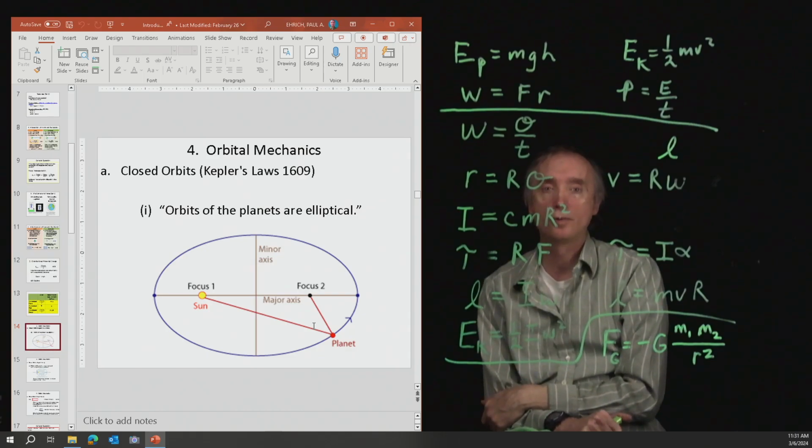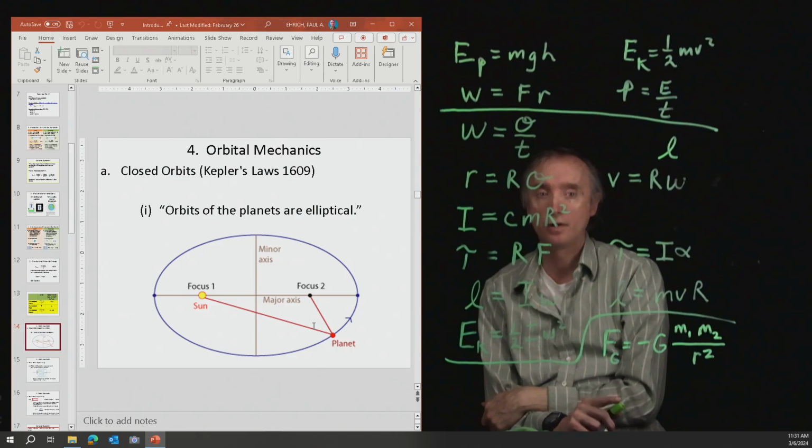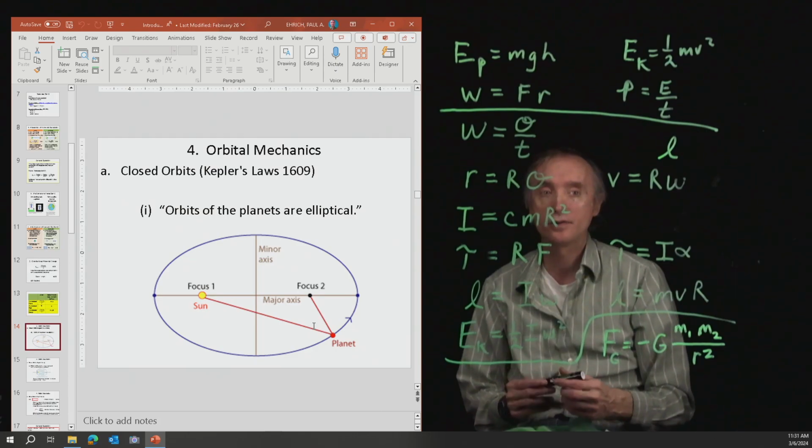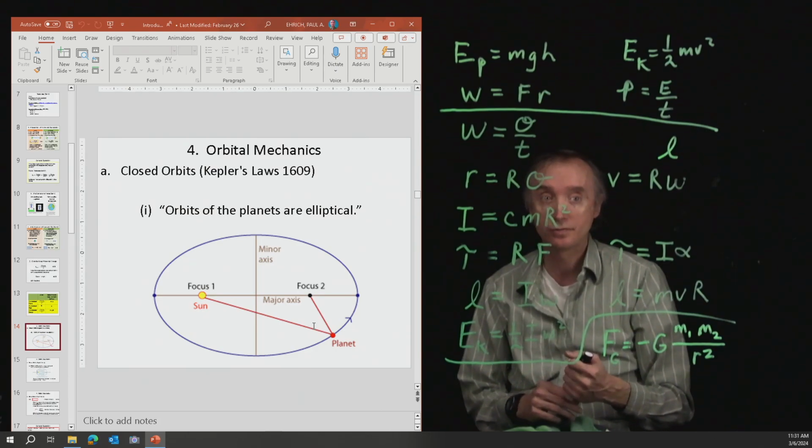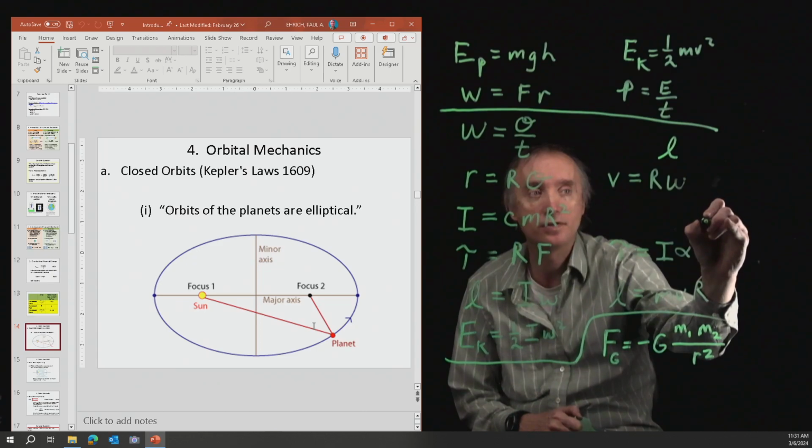Now we're going to talk about orbital mechanics, and we're going to talk about Kepler's 3 laws of motion. So you should be able to state Kepler's 3 laws of motion. His first law of motion is that a planet is going to go around a star in an ellipse. So you should be able to make this picture.